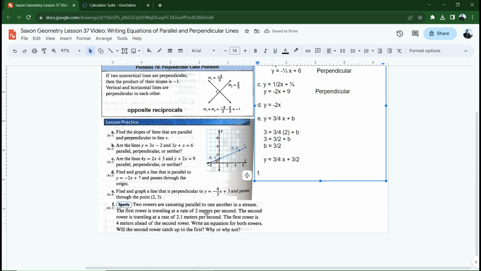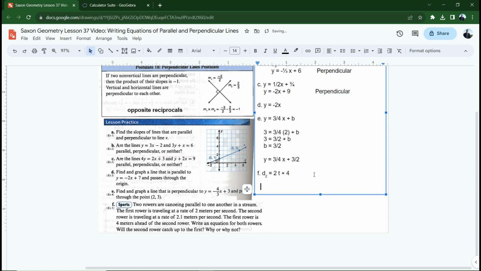So y in this case is actually going to be the distance, and the slope is going to be the speed. In our first rower's case, it's going to be 2. And then it's going to be the distance equals 2 times the time in seconds. And let's see, our first rower is 4 meters ahead of the second. So he's starting at a distance of 4. So this is the distance of the second rower. Let's just do that so that we can keep track.